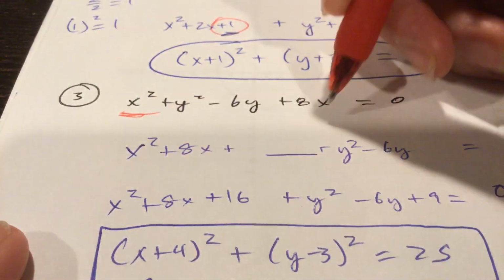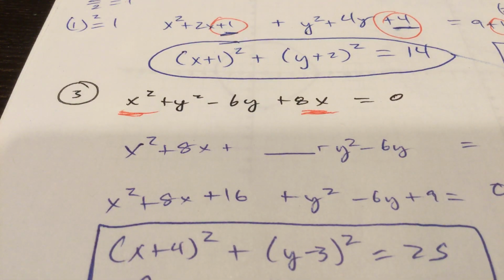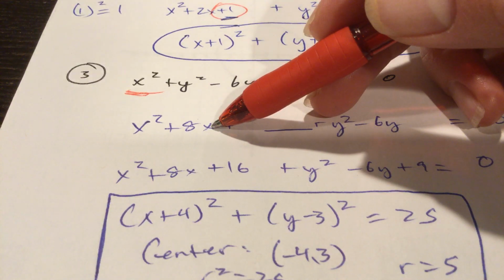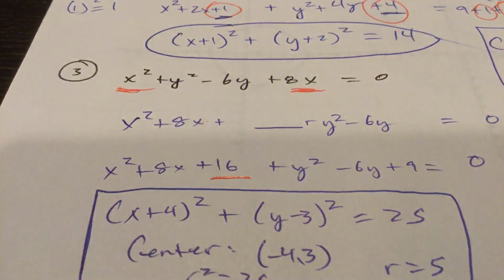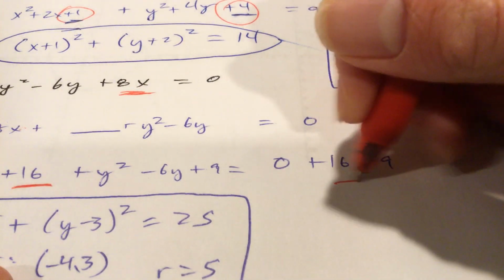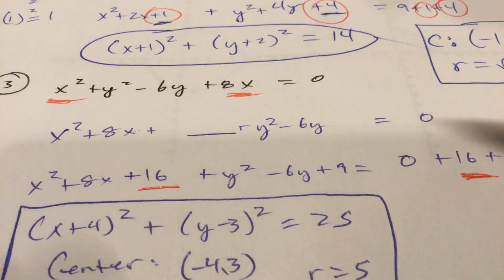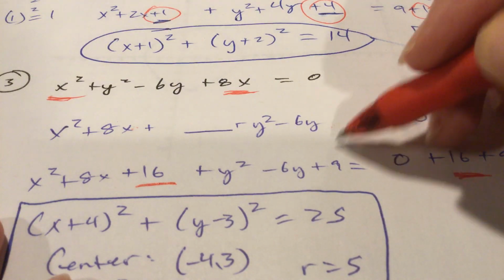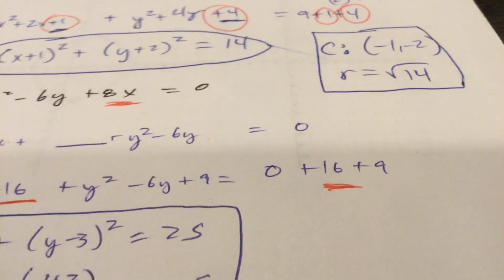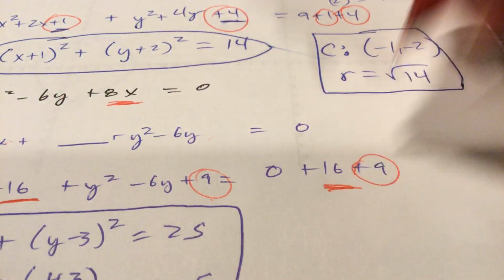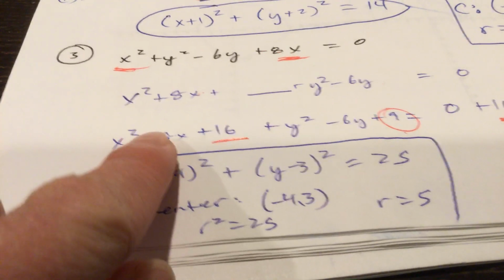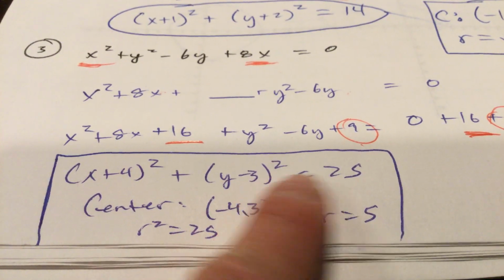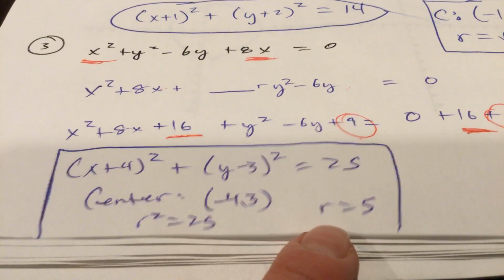Again, put the x's together. x² + 8x + y² - 6y = 0. I take half that middle term, which is 4, square 4 to get 16. If I add 16 to the left, I got to add 16 to the right. Half of negative 6 is negative 3. I square it to get 9. If I add 9 to the left, I got to add 9 to the right. That gives me 25 on the right side. This factors to (x + 4)² and (y - 3)² = 25. The radius is the square root of 25, which is 5.